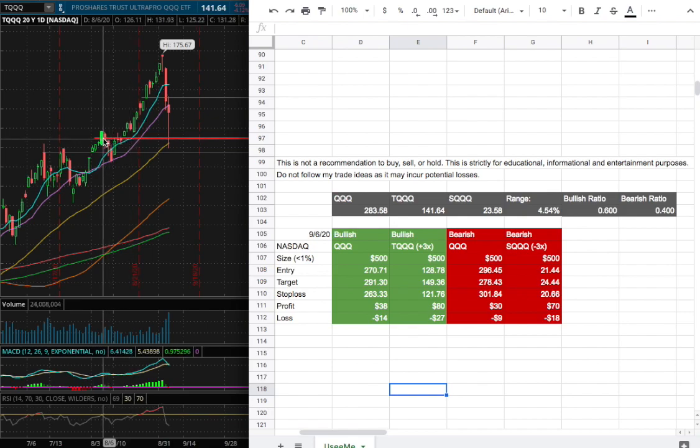So this is this range right there, and my sell target will be $149.36 in between the 9 and 18-day moving averages, around this range right there, and my stop loss will be $121.76, slightly below the 50-day moving average and where we encountered previous resistance.